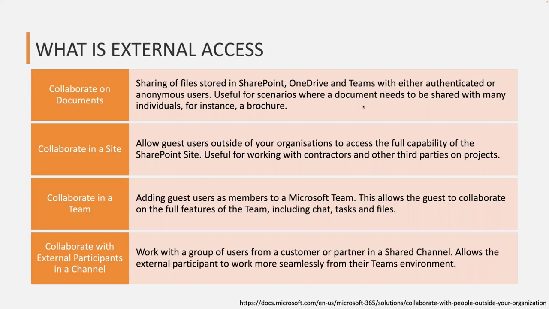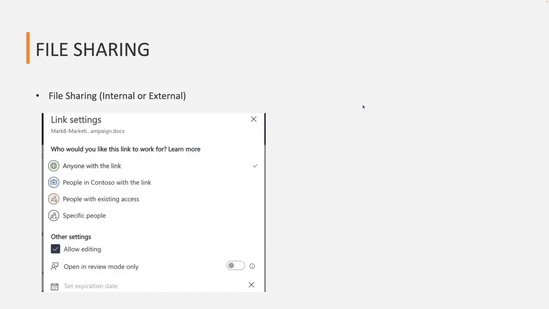Finally, and the new one, which is obviously still in preview at the moment, is collaborating with external parties in an individual channel using the new capabilities around shared channels, which Microsoft, as I say, have just released into preview. So I think that neatly explains the different types of collaboration around external access. But that doesn't necessarily help us solve the problem. Just to pick up on a couple of those things if you're not familiar with them.